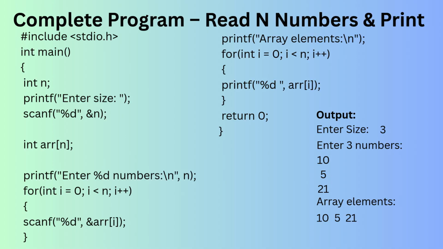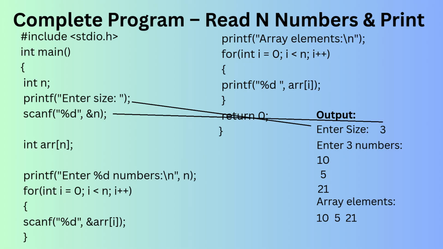Now we are writing a program which reads n numbers and saves them into a variable length array. Then we print the value of the n elements. At first we declare a variable n, then a printf statement shows the output enter size. Then with scanf we take the input, n equal to 3 here.